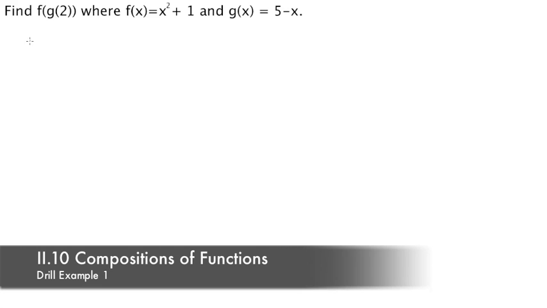Okay, so here's a simple example of a type of drill problem that we will encounter. Find f of g of 2, where f of x equals x squared plus 1, and g of x equals 5 minus x. For these problems, all we do is work our way from the inside out. So start at the very inside, and work your way out.